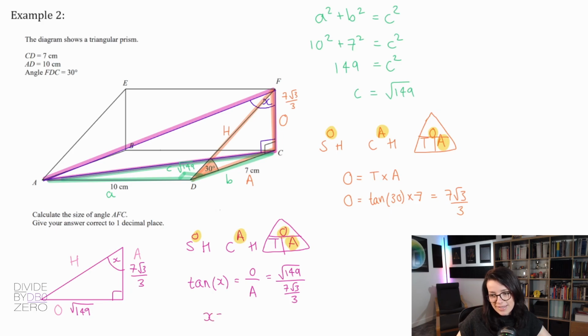So X equals tan to the -1, or inverse tan, shift tan, however you want to say it, root 149 over 7 root 3 over 3. Typing that in carefully into the calculator, and 71.7 should come out.